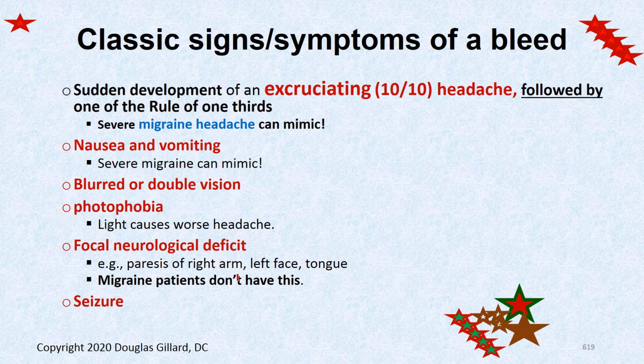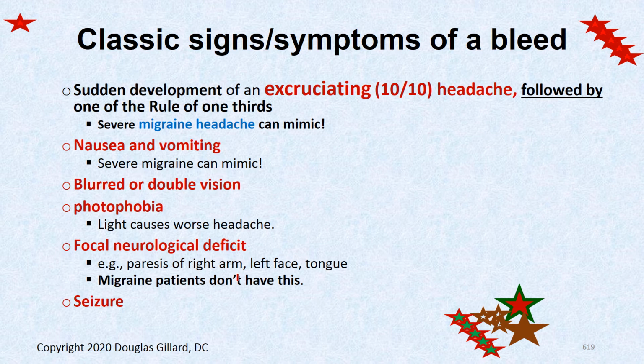Classic signs of a bleed, I do usually ask this question: an excruciating 10 out of 10 headache. Severe pain. Now, a migraine headache can mimic this. My wife actually gets these. The first one she got, when she was probably 55 or so, I was scared to death. I've never seen her in so much pain. She's vomiting and has a horrible headache. It turned out to be a migraine, but migraines can fake you out.